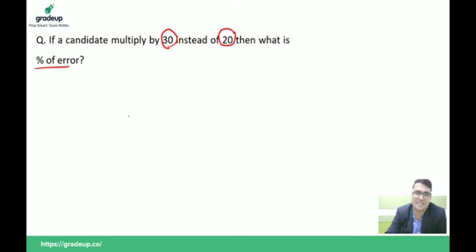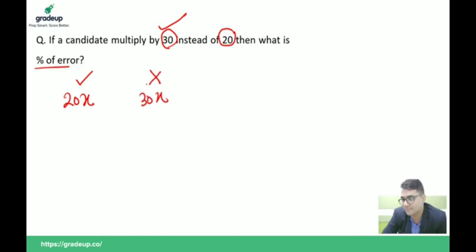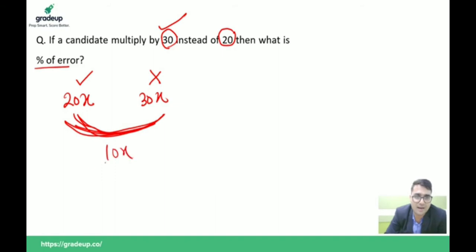Now listen, guys. Let's say a candidate wants to multiply x by 20, then this will be the right answer. But by mistake, he multiplies x by 30, then this will be the wrong answer. Now we have to find the percentage of error. By how much is the wrong answer greater than the right answer? That is 10x.